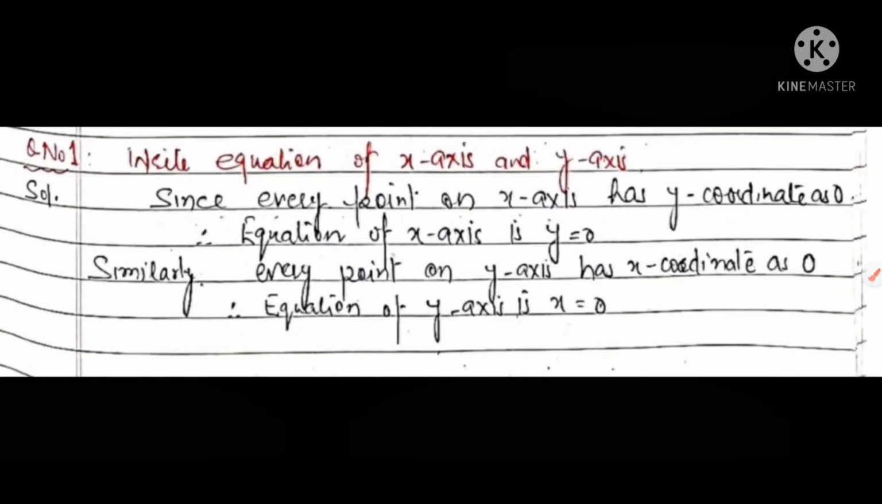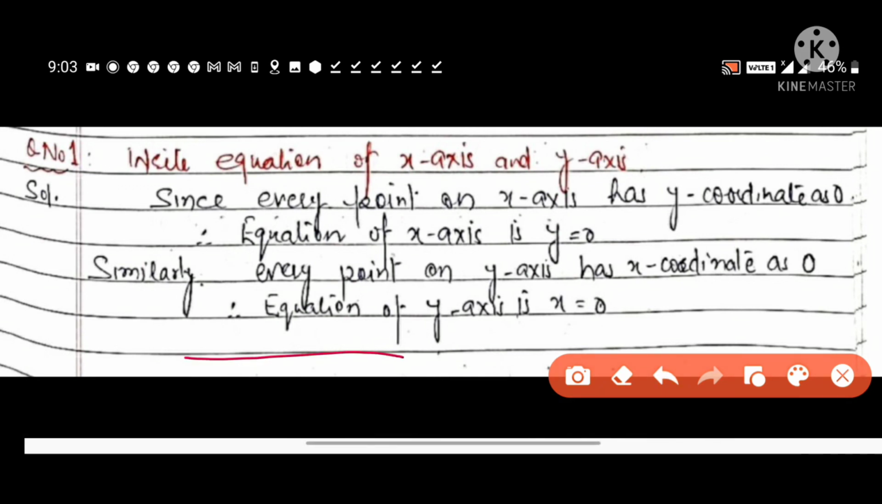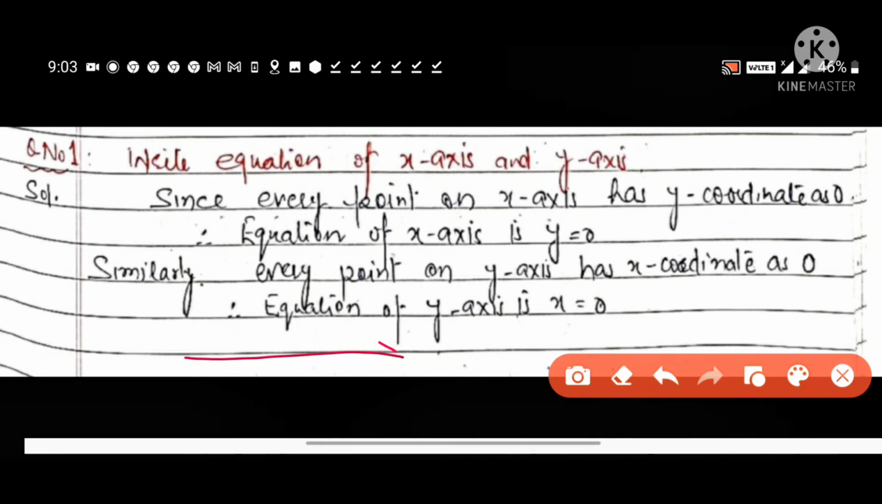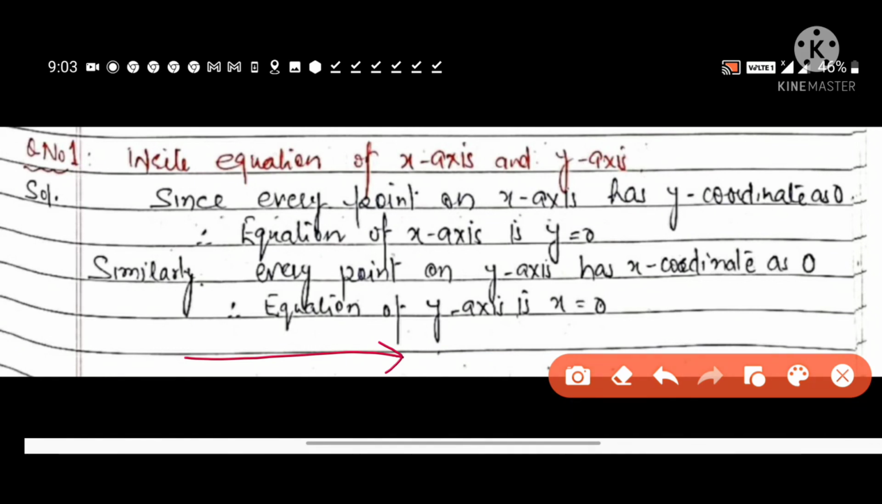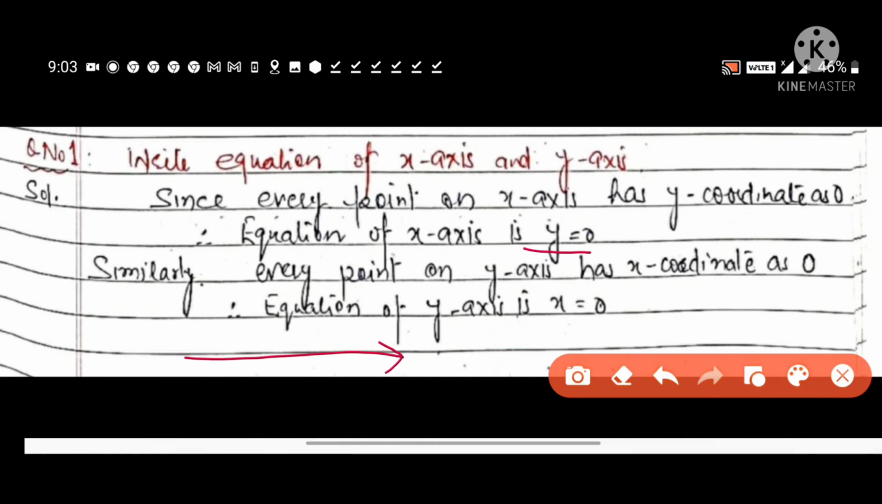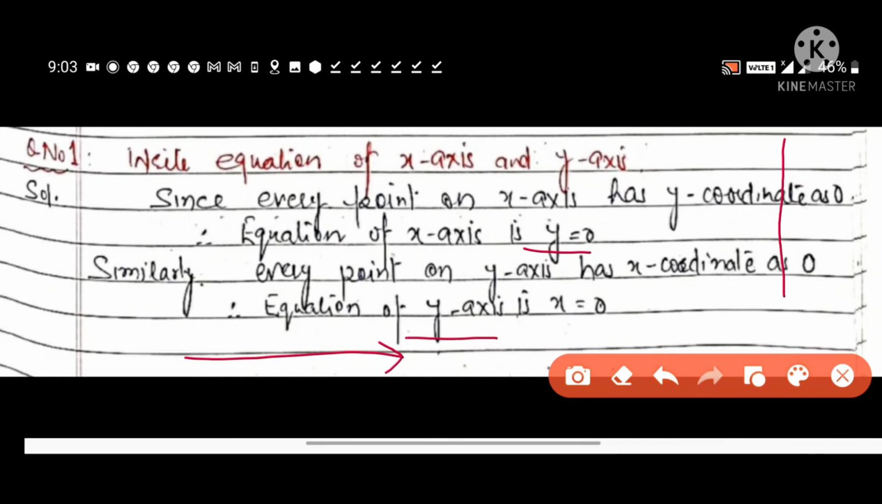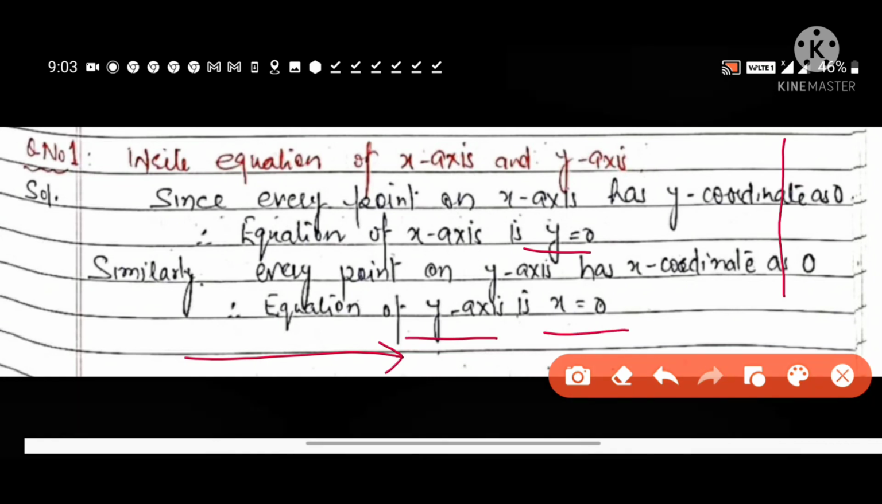Next question. Write the equation of x-axis and y-axis. Since every point on x-axis has y coordinate 0, at x-axis every y coordinate is equal to 0. So equation of x-axis is y is equal to 0. Similarly, for y-axis every x coordinate is equal to 0. So equation of y-axis is x is equal to 0.